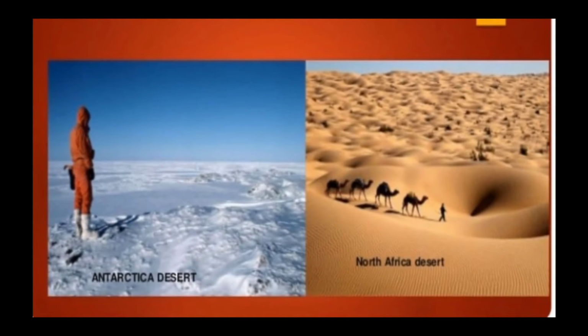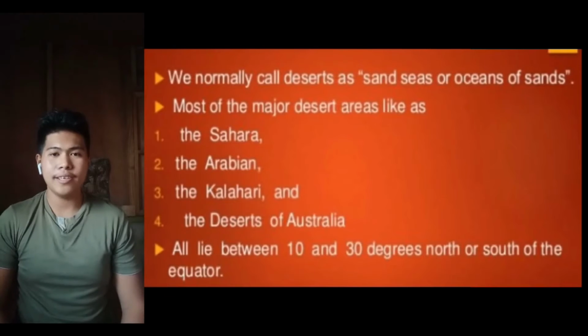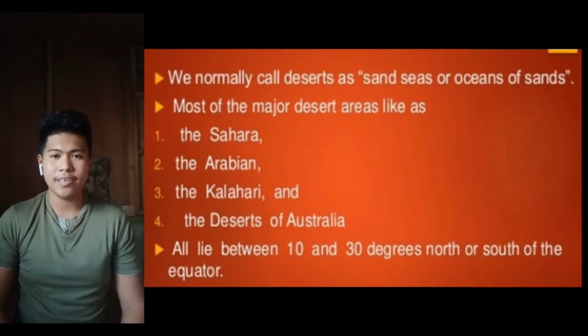This is an example of a hot and cold desert. In cold desert, we can find the Antarctica desert, while in hot desert, the North Africa desert. We normally call deserts sand seas or oceans of sand. Most of the major desert areas are the Sahara Desert, Arabian Desert, Kalahari Desert, and the deserts of Australia. All of the deserts lie between 10 and 30 degrees north or south of the equator.